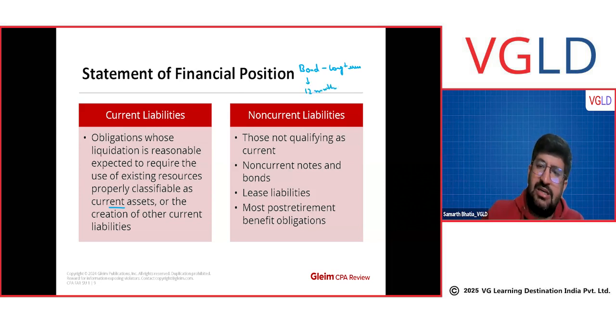So the part of the bonds that is going to be settled in the next 12 months will become a short-term liability, and this liability will be settled out of current assets, out of cash, out of some other current assets of the company. So it will be current liabilities. And the non-current liabilities are those liabilities which do not qualify as current liabilities, like any non-current notes payable, bonds payable, any lease liability, any post-retirement benefit obligation, like any benefit you will be providing to your employees. So it will be part of non-current liabilities.